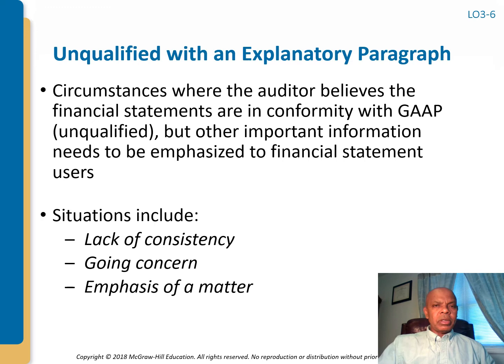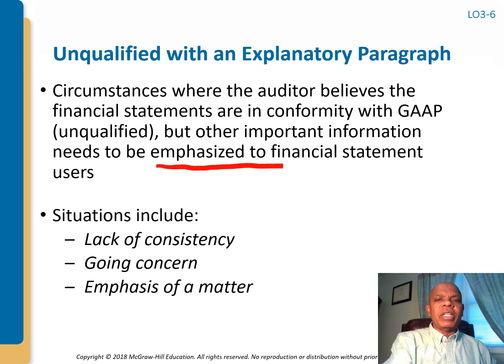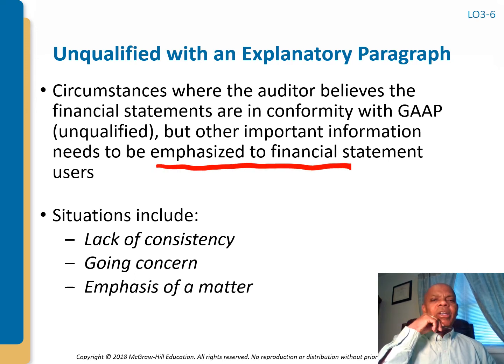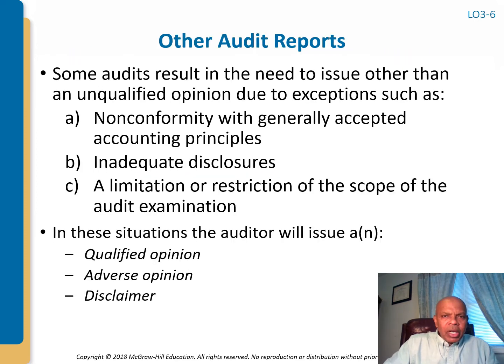Circumstances where the auditor believes the financial statements are in conformity with GAAP, but other important information needs to be emphasized to the financial statement users. Situations: lack of consistency, going concern issues, emphasis of a matter. Sometimes they're not consistent in using certain things, so you have to put something there. Yes, they're following GAAP, it's good, but we have these issues to mention. That's an unqualified opinion with an explanatory paragraph. Then you have other types of report.